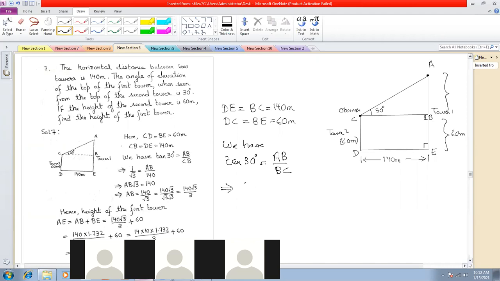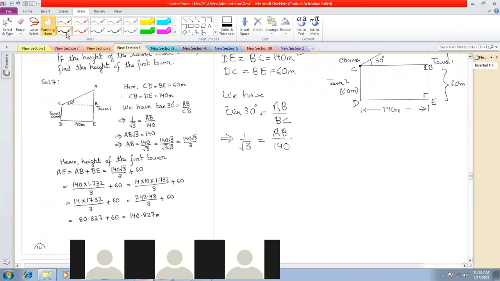Tan 30 is 1 by root 3, and AB is the length that we need to determine, or the height that we need to determine, and BC you already know to be 140 meters. So from here we can find out AB. That means AB is 140 by root 3. Now we'll rationalize the denominator: 140 root 3 by 3, multiplying numerator and denominator by root 3.